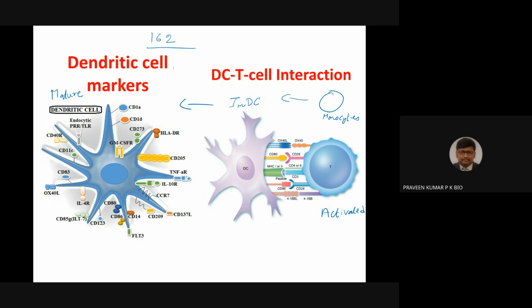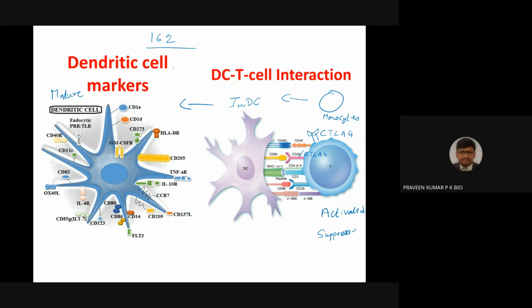Apart from CD4 or CD8 interacting with MHC2 or MHC1, instead of CD28 we also have a receptor called CTLA4, cytotoxic T lymphocyte antigen 4. If CTLA4, instead of CD28, interacts with the CD80 or CD86 molecule, then instead of the T cell getting activated, the T cell is going to get suppressed. Okay, it's going to suppress.